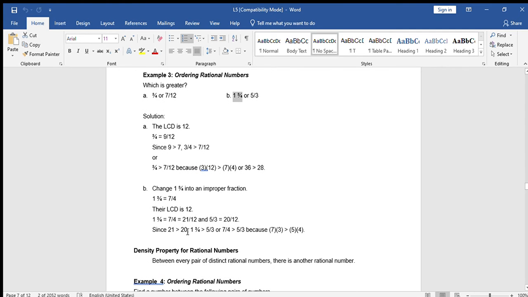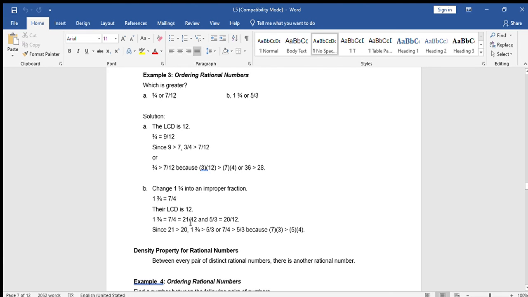First, let's change the mixed number into an improper fraction. So, how do we do that? First, we will multiply the denominator 4 by the whole number. 4 times 1, that's 4. Then we add the numerator, plus 3, that's 7. Copy the denominator, which is 4. Again, 4 times 1 is 4, plus 3 is 7/4.